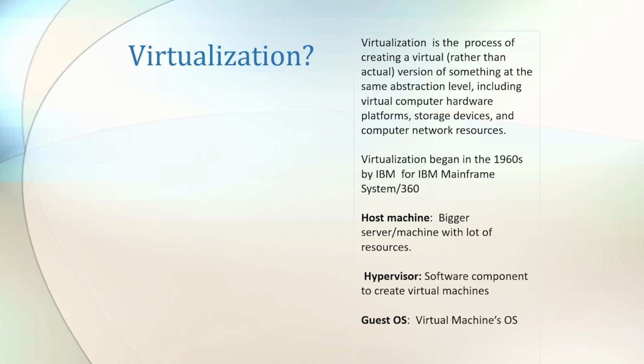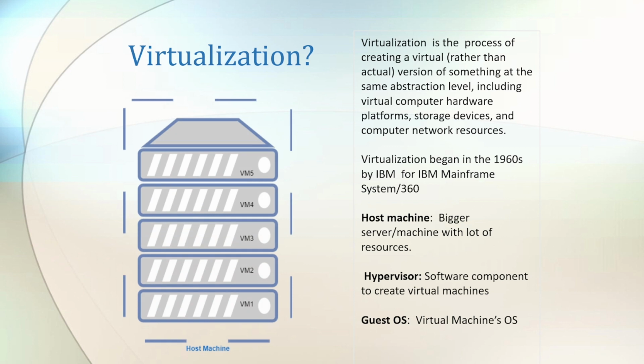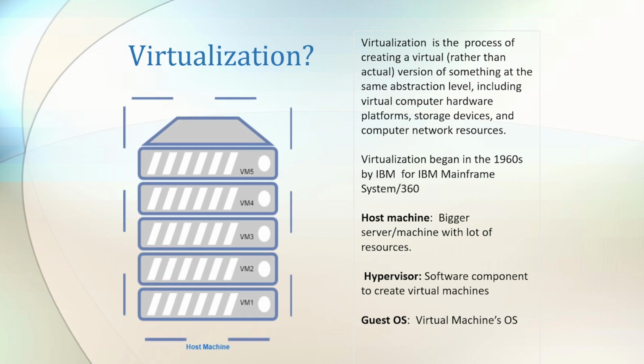The second component we require is a hypervisor. This is a software component which is used to create a virtual machine. The third one is the virtual machine's OS, what we call the guest OS. So a single host machine can host multiple virtual machines, and each of these virtual machines can host its own OS and applications. It's independent of the host machine as well as from other virtual machines.